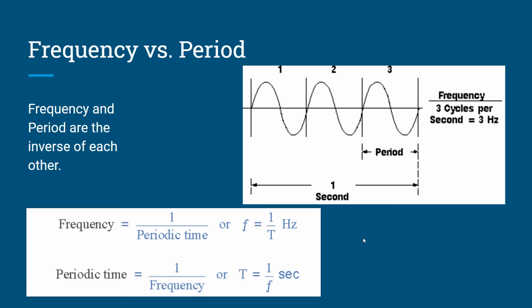So down below it shows the formulas for those. Frequency is 1 over time, right? Cycles per second, waves per second. And period is the opposite. It's seconds per wave, or 1 over frequency. So you can find period by taking 1 divided by frequency, and you can find frequency by taking 1 divided by period.